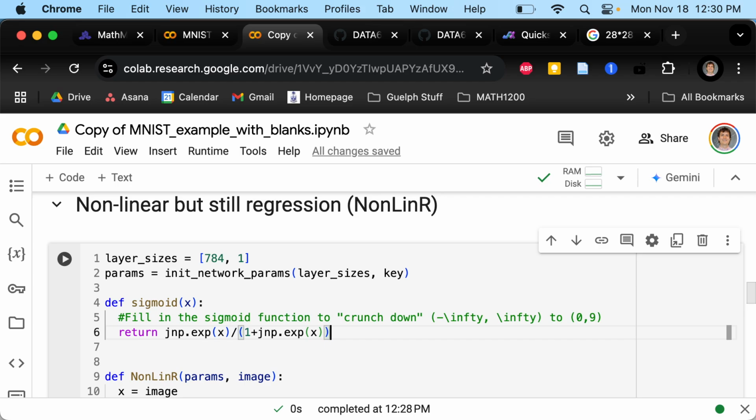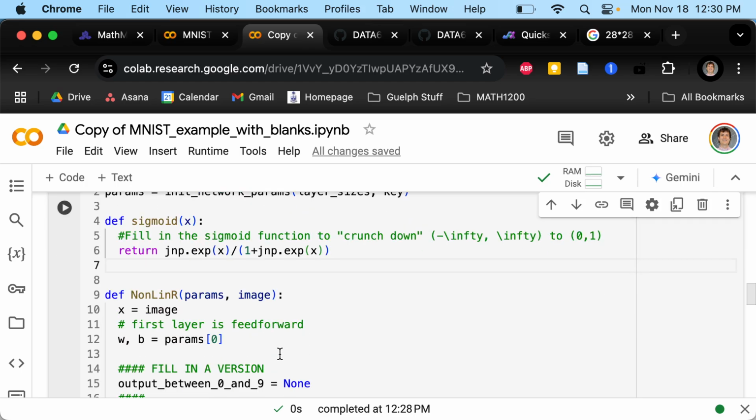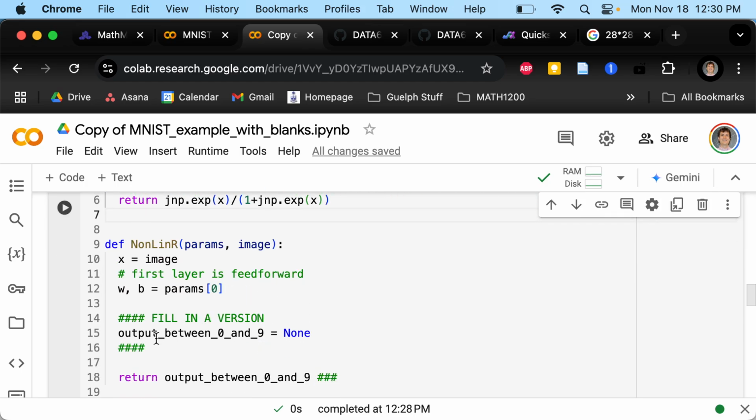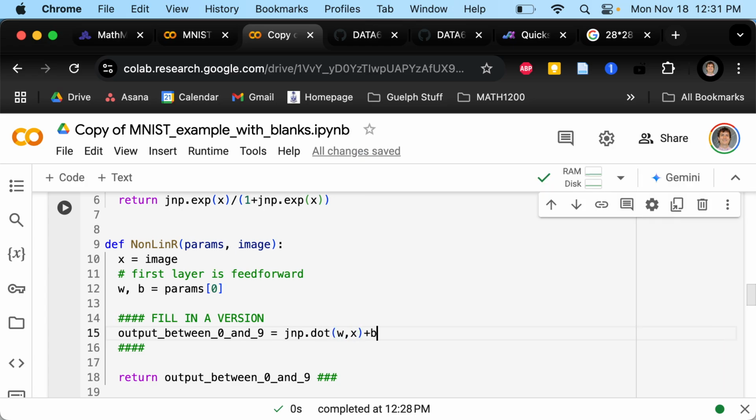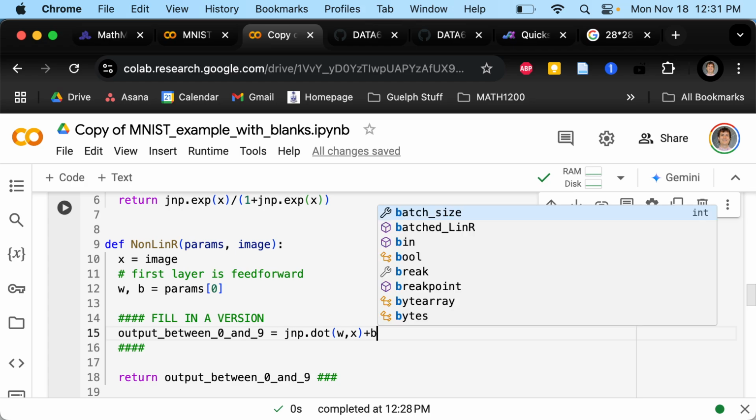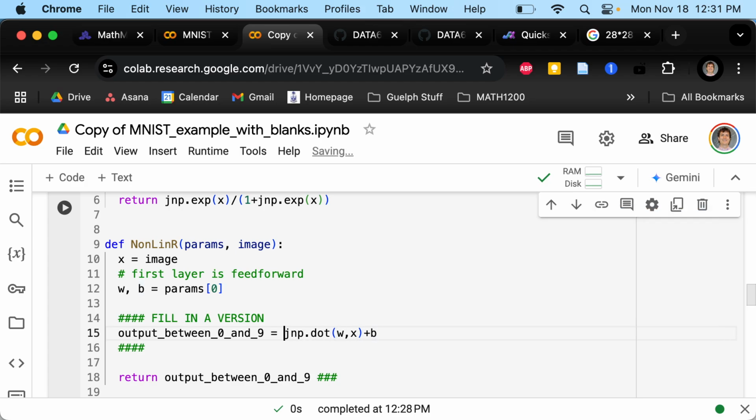Let me do it this way. I'm going to correct this code here. So the sigmoid is always between 0 and 1. And then in my code, the output should be between 0 and 9. Before, we did jnp.dot of w comma x plus b. And now I'm going to apply the sigmoid function. So I'm going to do a sigmoid of this. That will be a number between 0 and 1.